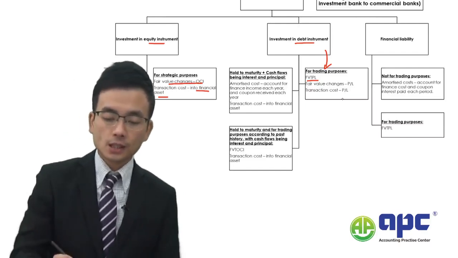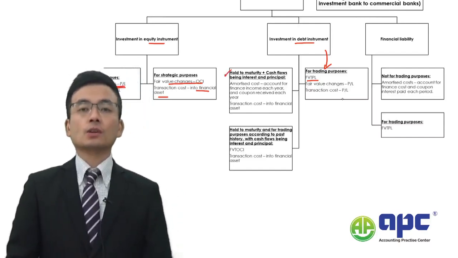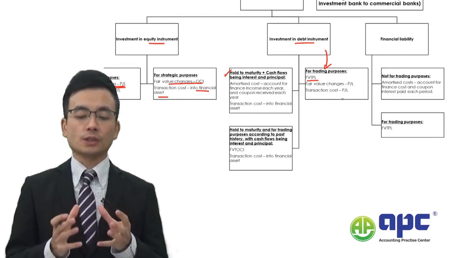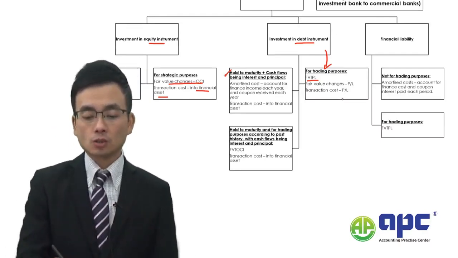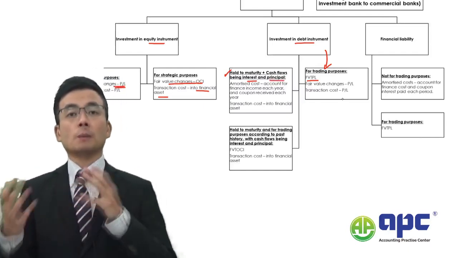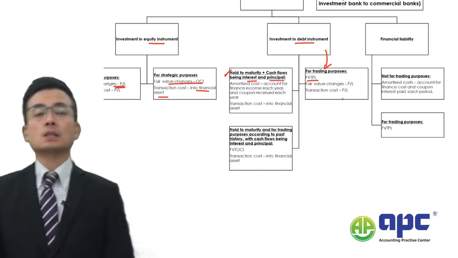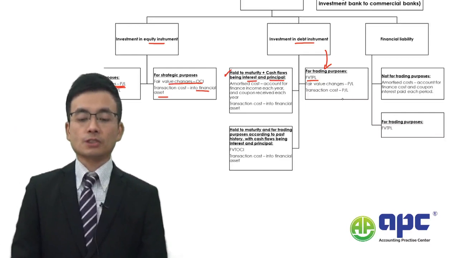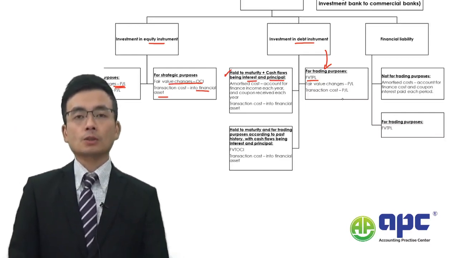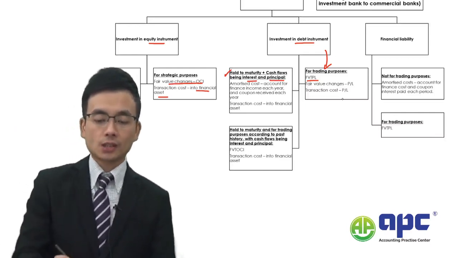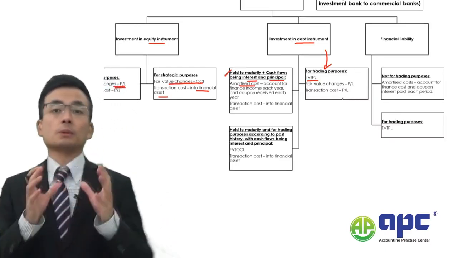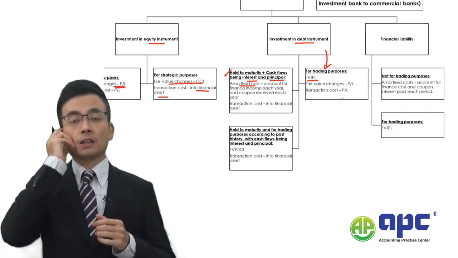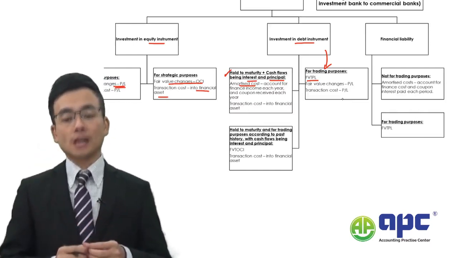On the other hand, if you are buying others' debt and you decide to hold it to maturity, and the cash flows that you can receive will only be the interest and the principal, or the redemption monies that you can receive, then you're going to carry this at amortized cost. Amortized cost simply means we're going to recognize the finance income each and every year.